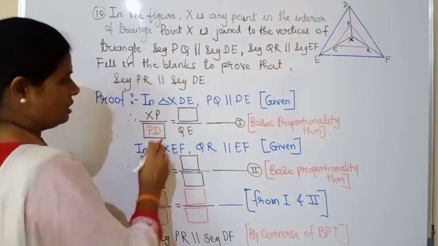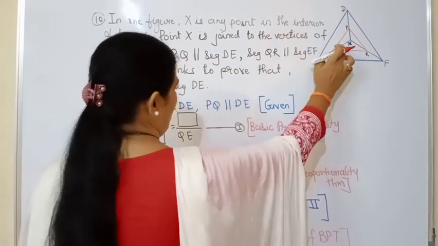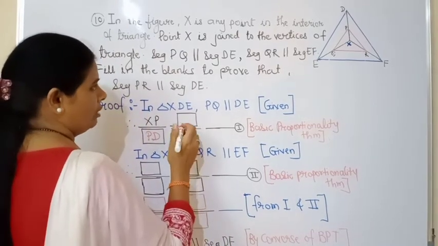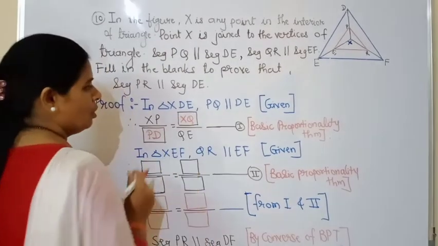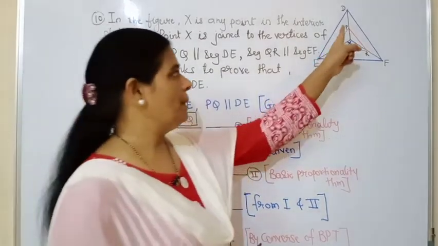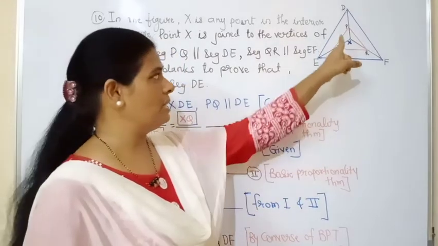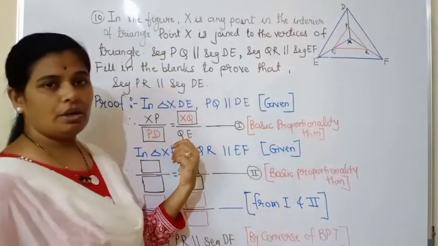Then is equal to, here at the denominator there is QE. So what will be the ratio at the numerator? That is XQ. Okay. So by BPT theorem, as PQ is parallel to DE, we got the ratio, that is XP upon PD equal to XQ upon QE.